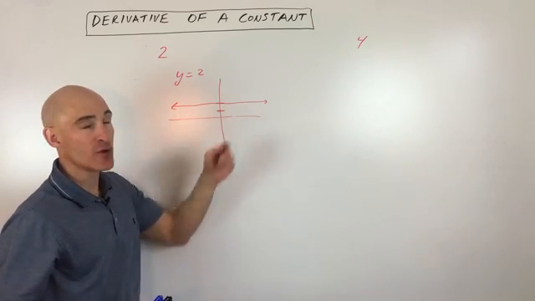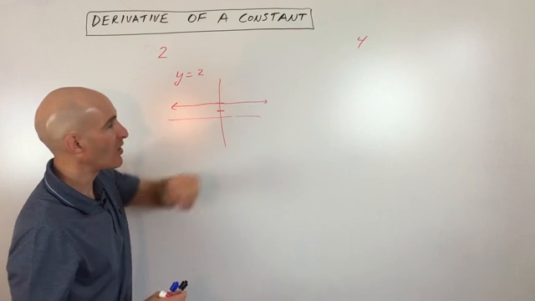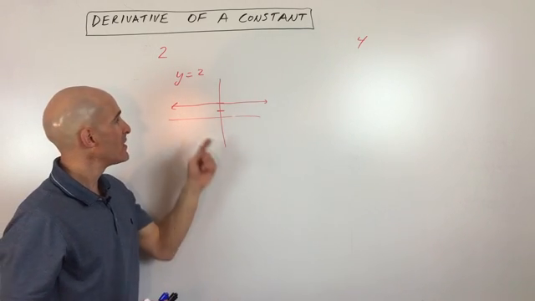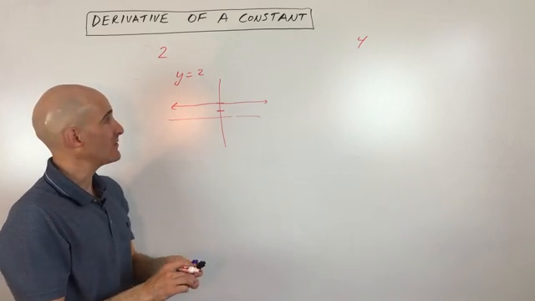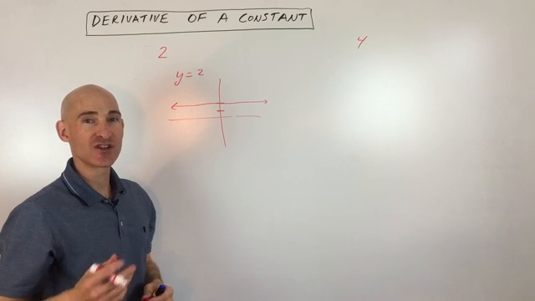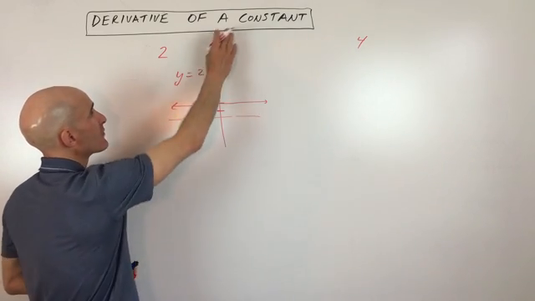Well, what you'll notice from your previous math classes is that when you have a horizontal line, what's the slope of the graph always? It's always 0, right? So when you take the derivative of a constant, it's going to be 0 because the slope anywhere along this line or this graph is going to be 0. So that's why we say the derivative of a constant is 0.